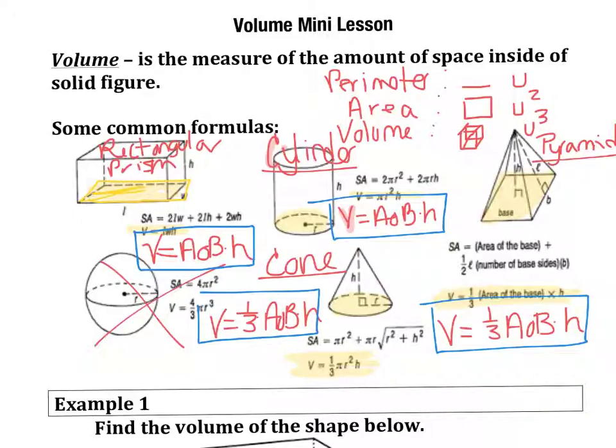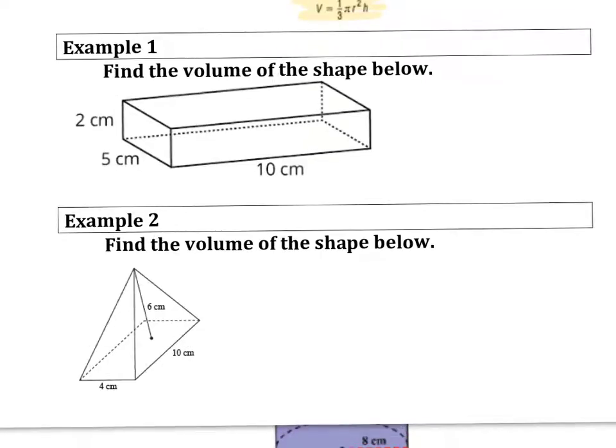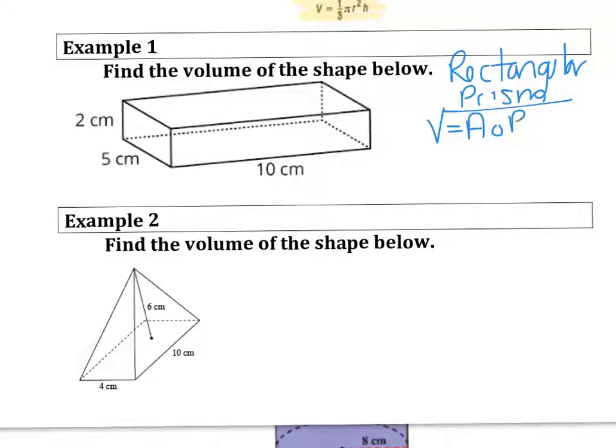So let's look first at example 1. Now it's really important that we identify what the shape is first and foremost, and then we'll know how to quickly find the volume. So this one right here we can see is a rectangular prism. And if I were to use my formula, I remember that volume is equal to the area of the base times the height. Because this is a rectangular prism, my base is a rectangle. Specifically, I can see that it's this 10 by 5 rectangle right there.